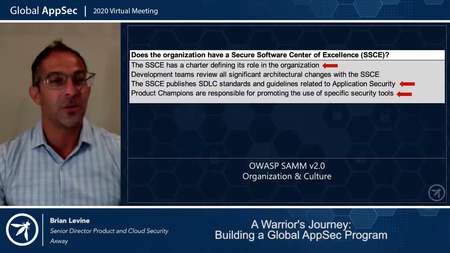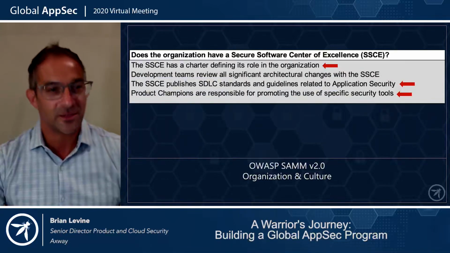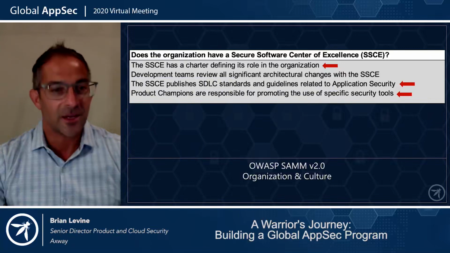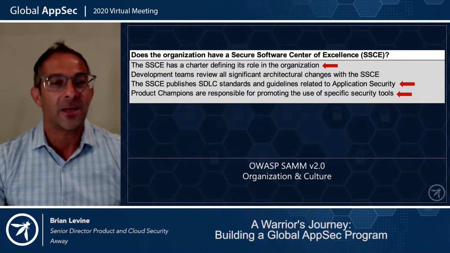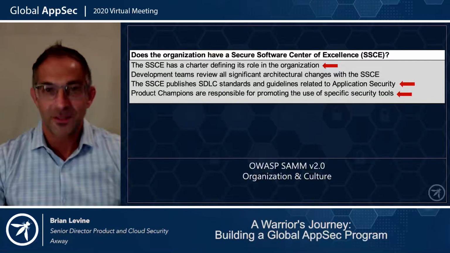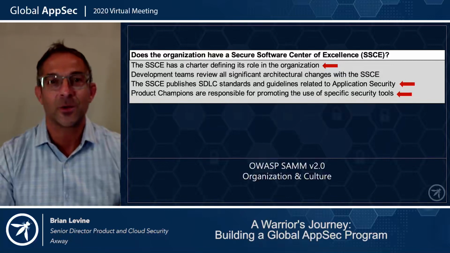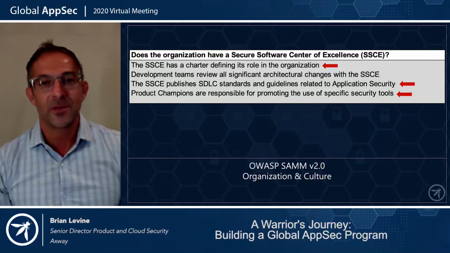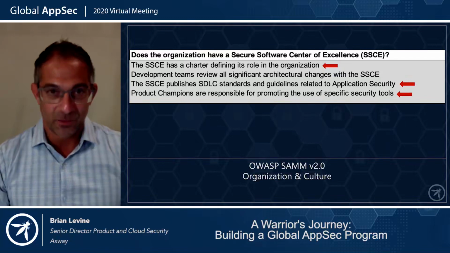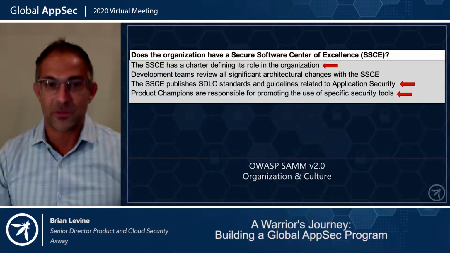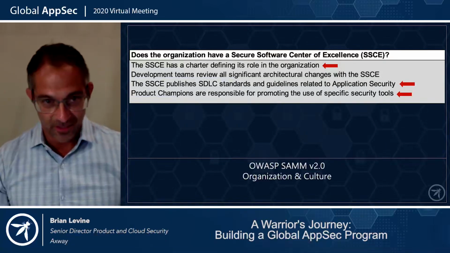The security group needs to publish SDLC standards and guidelines for app security, and the product champions are typically the ones that are going to be required and responsible to first select the tools to use within the organization for security scanning and the SDLC process.